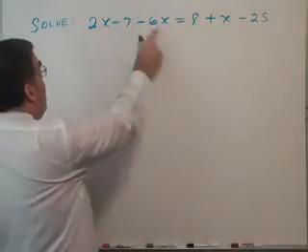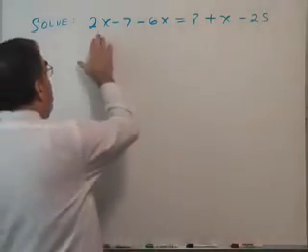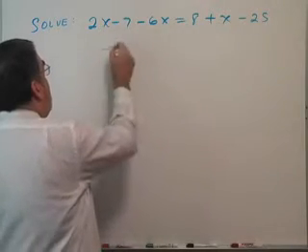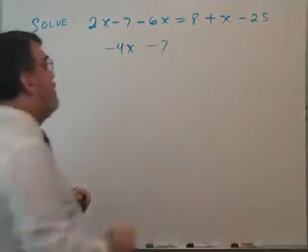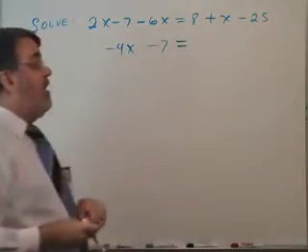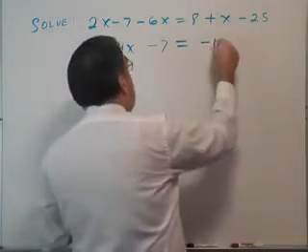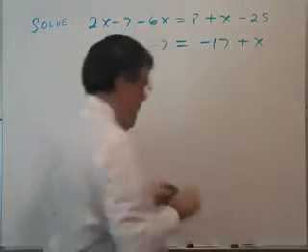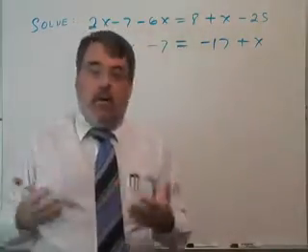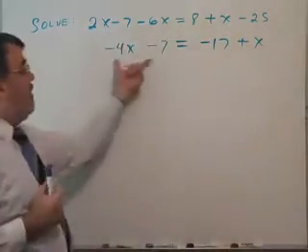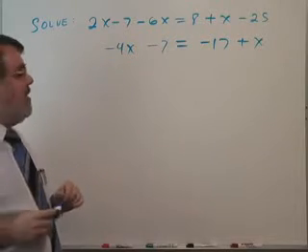And here you see that we have 2x and minus 6x, they're like terms. We can combine those. So 2x minus 6x is negative 4x, and then the minus 7 stays where it's at. On the right side, I can combine the numbers. 8 minus 25 is negative 17, and then plus x. So this is typical of all linear equations. You can always shrink it down to no more than 4 terms by simplifying each side separately.